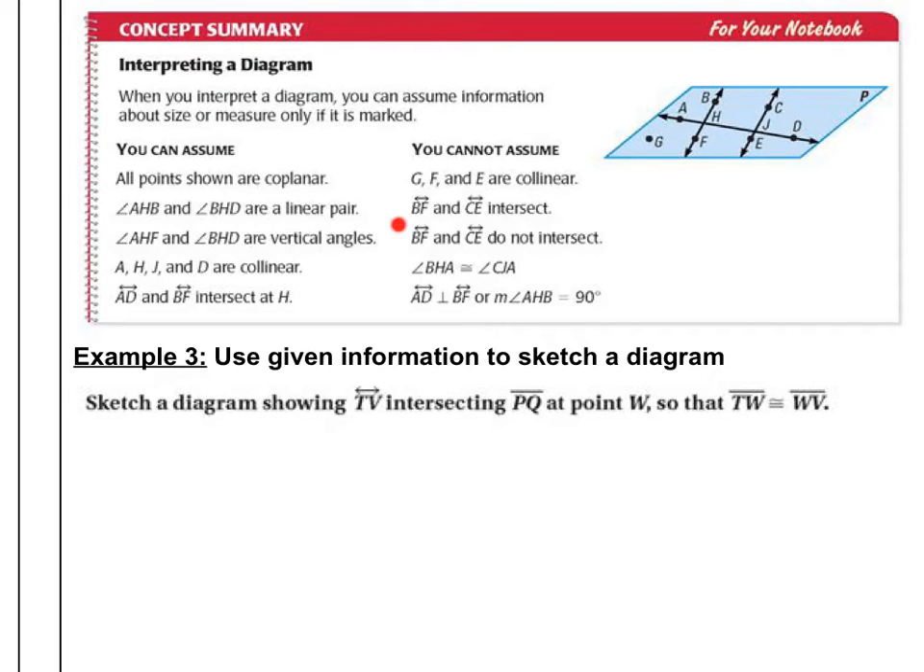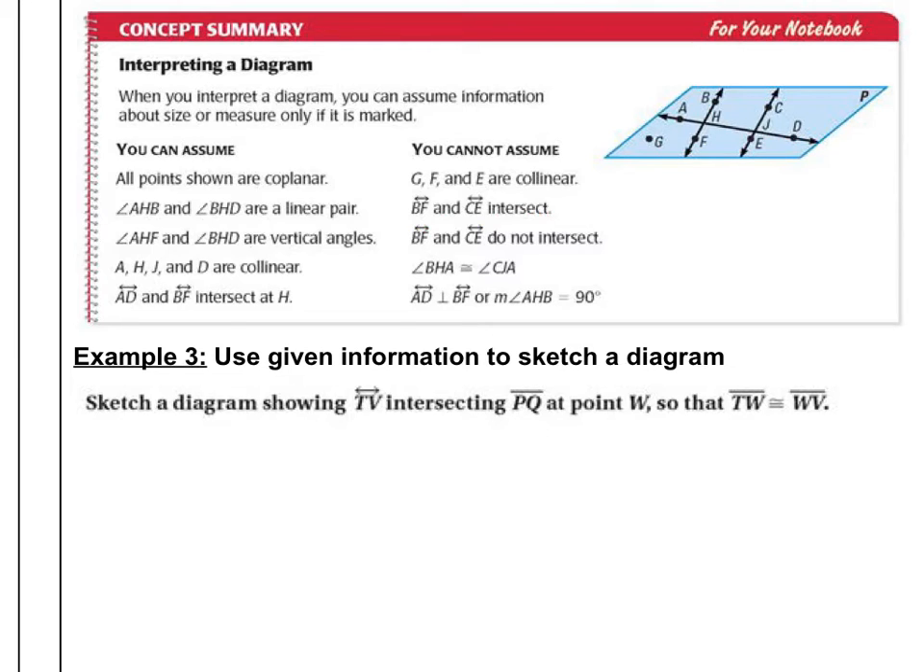Another one, line BF and CE intersect. They do not intersect within this plane, therefore we could say that they are parallel, but we can't assume that they're going to intersect, even if it looks like at some point they will. Let's see what else. Angle BHA is congruent to angle CJA.